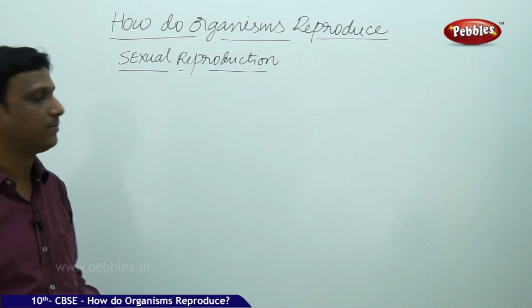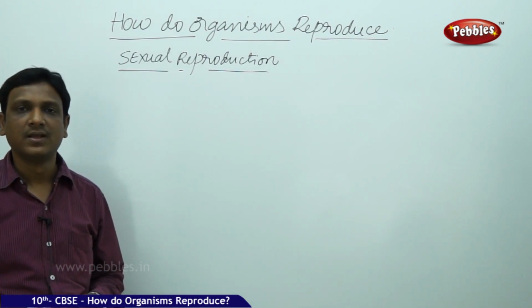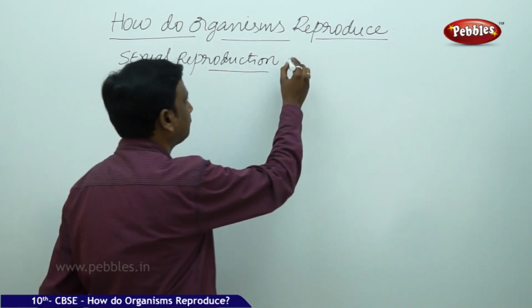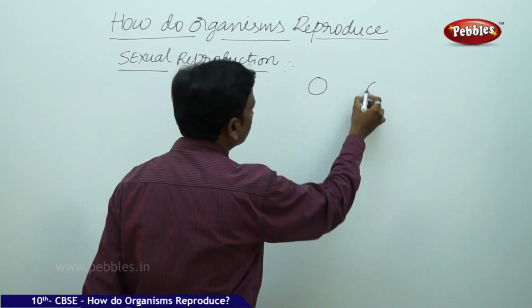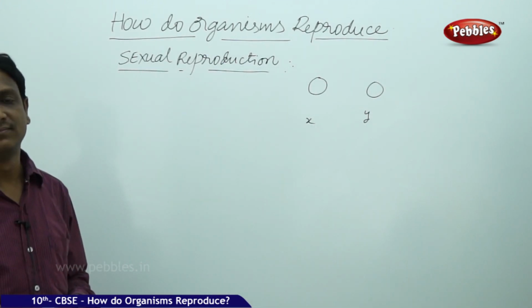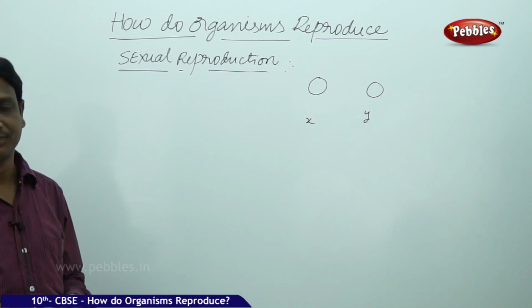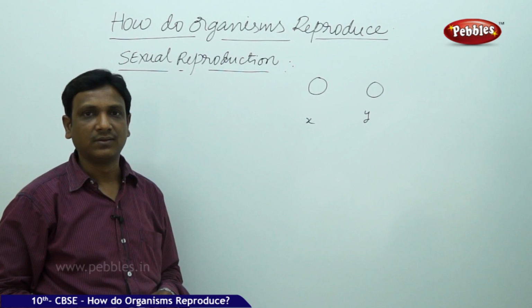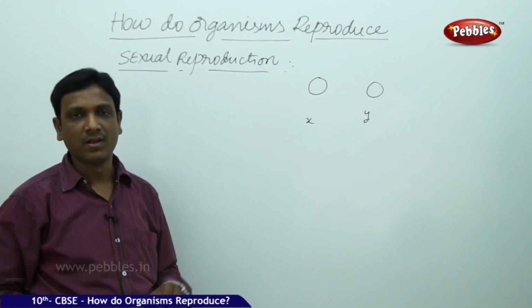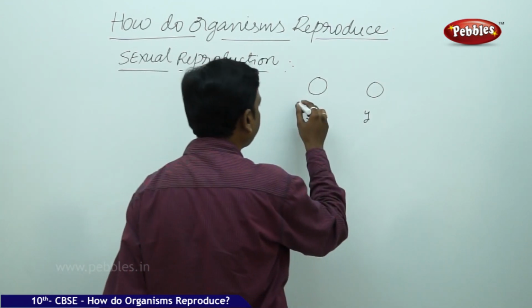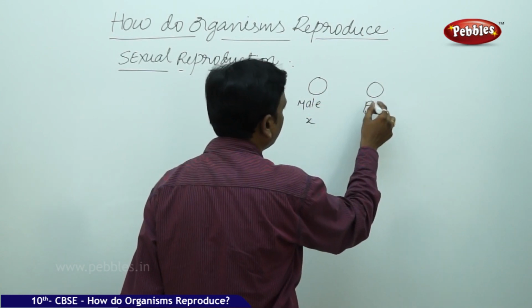Then what is sexual reproduction? In sexual reproduction, there is involvement of two organisms, X and Y. Two organisms participate in the process of reproduction, that is, in the production of young ones. So, this sexual reproduction involves two organisms of not the same gender. Two organisms of opposite gender. What is the gender? Male, female.